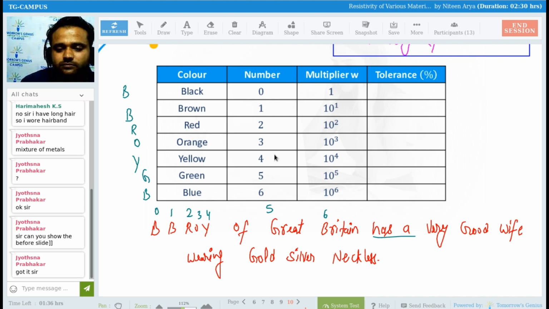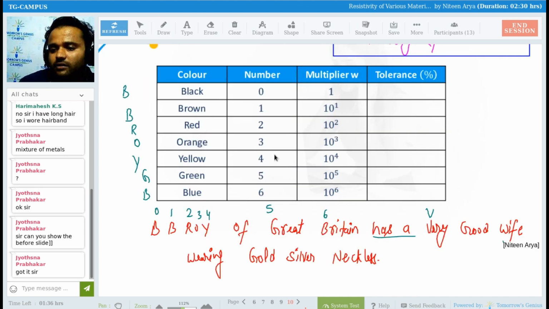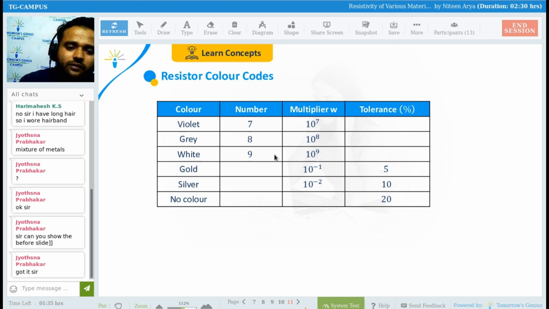In the next slide, I need to write it down. Let me write it down here as well. G stands for gray, and W stands for white. Then gold for tolerance, silver for tolerance, and none for no color. So violet, gray, white, gold, silver, no color or none. In this way you can write it down or remember it.